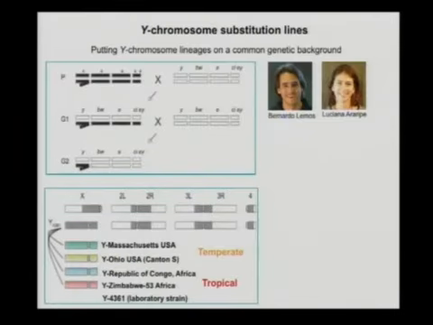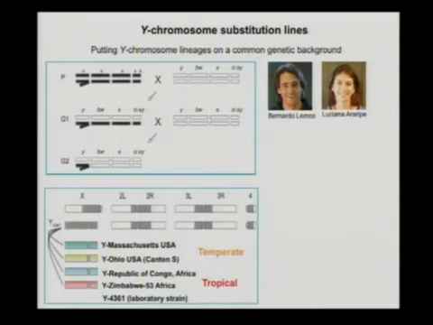So here's the experiment that set this off by Bernardo Lemos and Luciana Araripe. The easiest thing in the world for Drosophila geneticists to do is to make strains that are identical for everything but the Y chromosome, because all you have to do is backcross for 2 generations to marked females, and because there's no recombination in Drosophila males, the chromosomes are passed on intact.